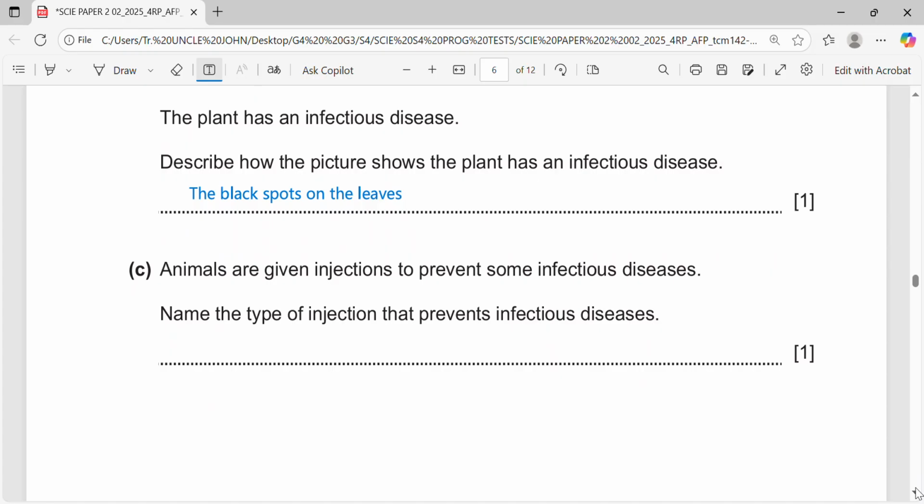Animals are given injections to prevent some infectious diseases. Name the type of injection that prevents infectious diseases. So it is vaccine, a vaccine.